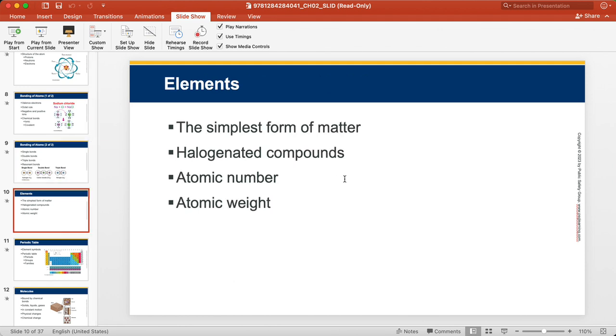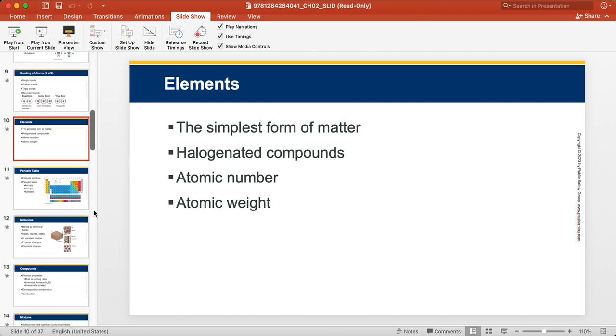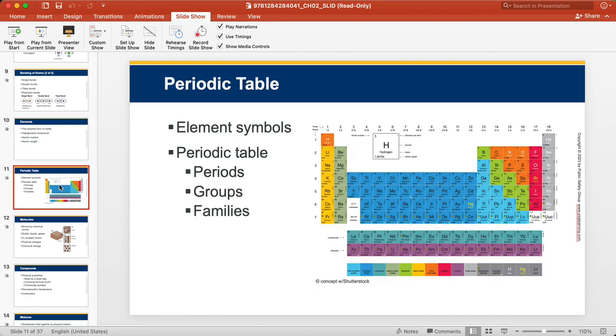Okay, elements. Elements are the simplest form of matter. And then later on, we're going to talk about halogenated compounds, and then we're going to talk about atomic numbers, and we're going to talk about the atomic weight. So for those of you guys back in late middle school or early high school, you're going to remember this one, the periodic table of elements. Here's our hydrogen right here, the lightest gas. And then it goes all the way down to the bottom here with our heaviest gas.